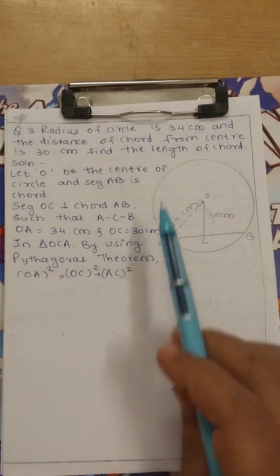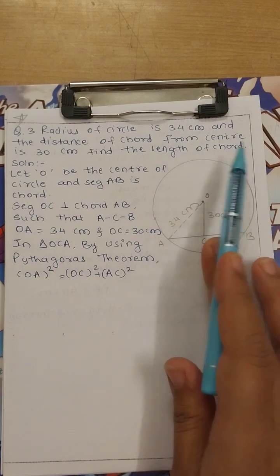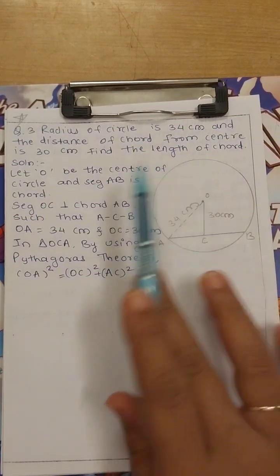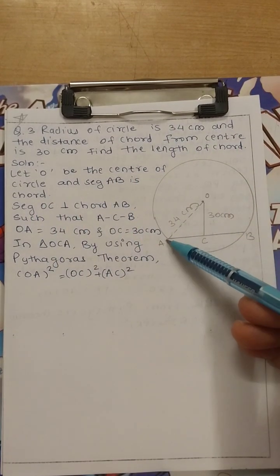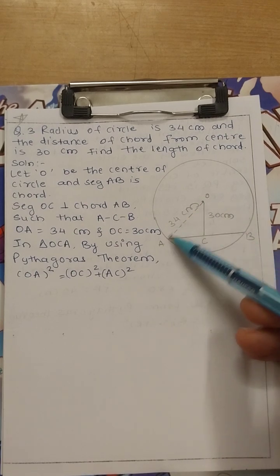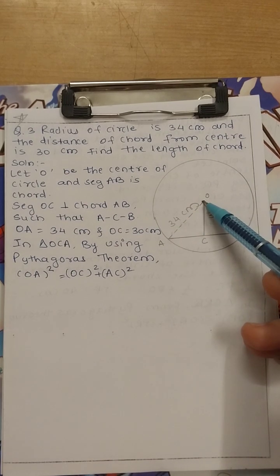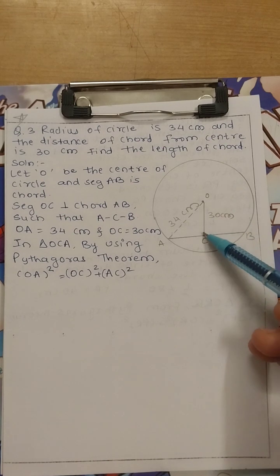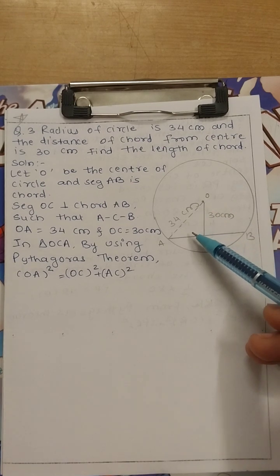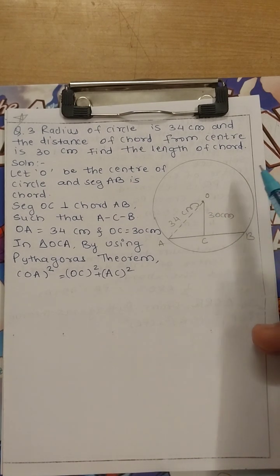The radius of a circle is 34 centimeter and the distance of the chord from the center is 30 centimeter. Find the total length of the chord.